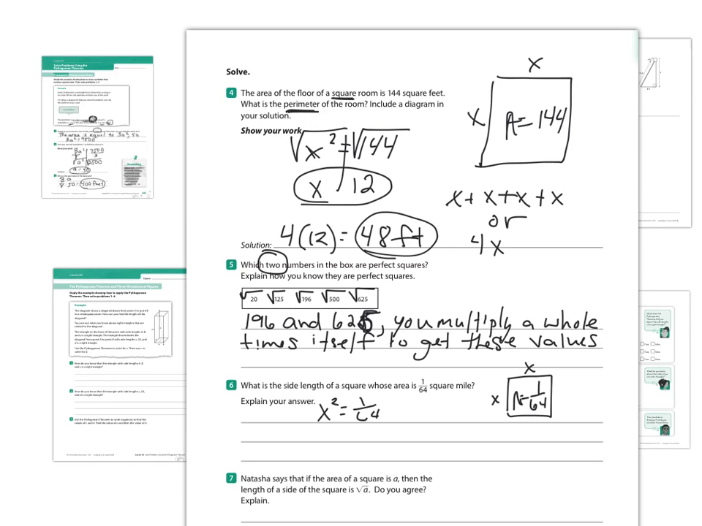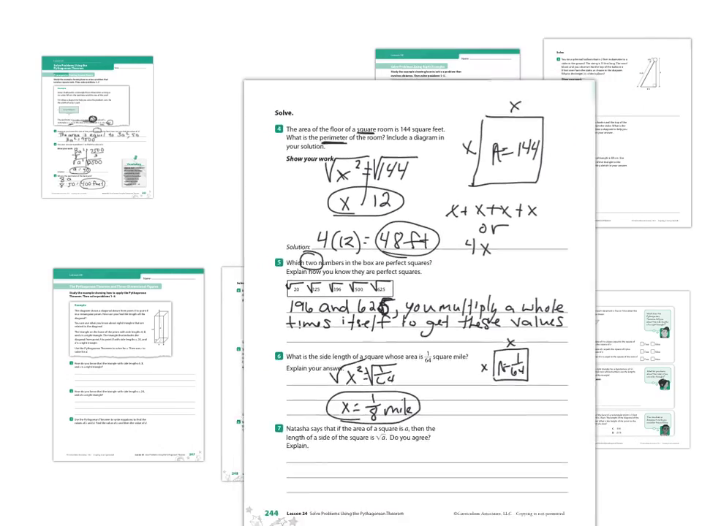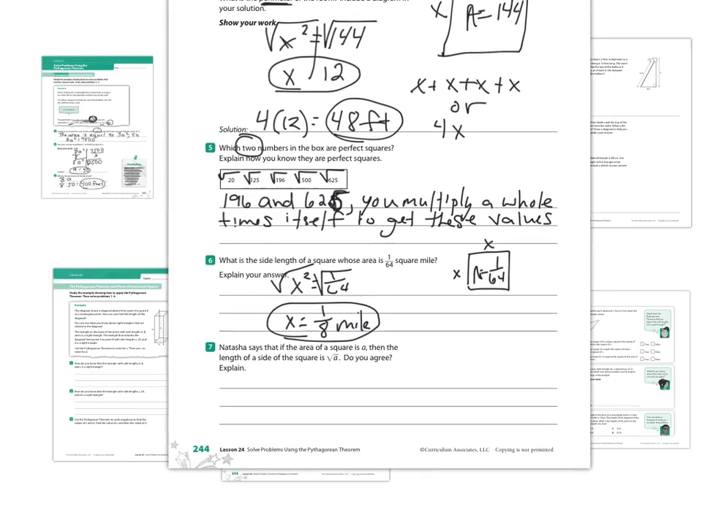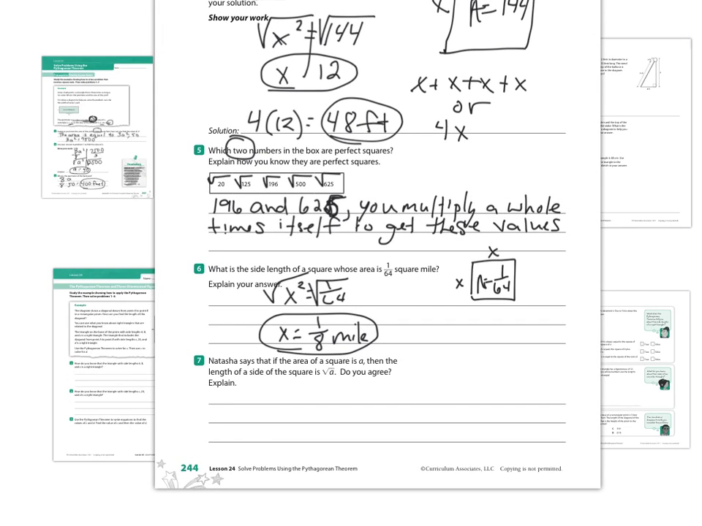It's a squared equation. The inverse of squaring is finding the square root. And if you find the square root of x squared, the value comes out to be x. The square root of 1/64 comes out to be 1/8. So the side length of that square is 1/8 of a mile. Obviously, when explaining your answer, I used my work to show what our reasoning was.